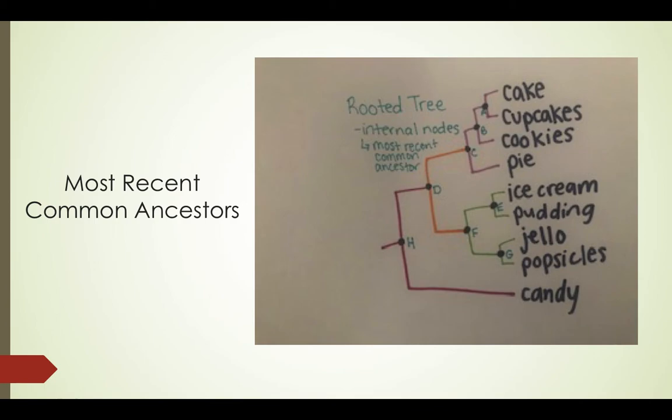For example, the most recent common ancestor between cake and cupcakes is node A. The most recent common ancestor between ice cream and jello is node F. And the most recent common ancestor between all of the OTUs in my tree is node H.